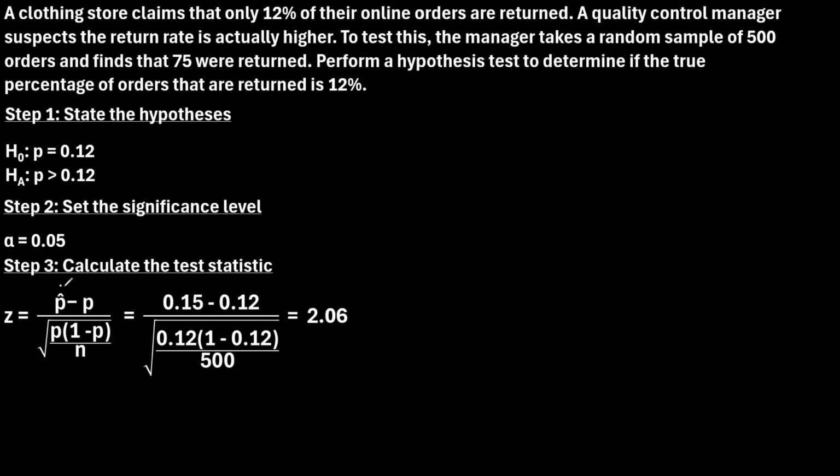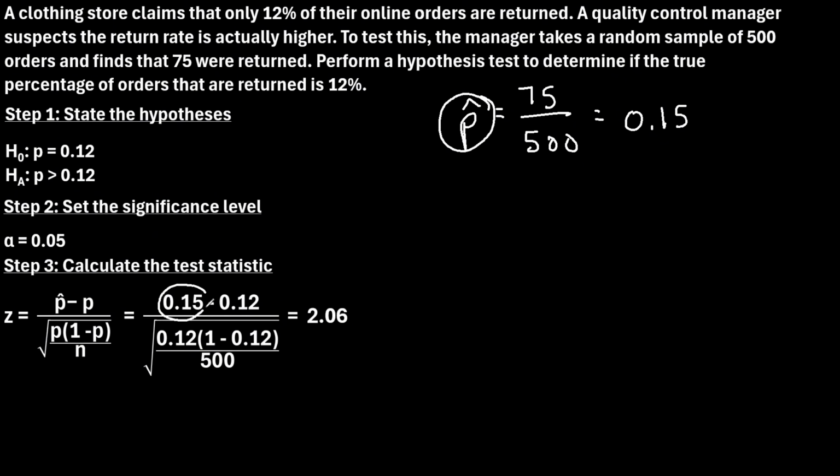Now in this example, the sample proportion, p hat, is calculated as the number of orders that were returned in our sample out of the total number of orders. So that's going to be 75 out of 500. And if you punch that into a calculator, that comes out to 0.15. So in other words, 15% of the orders from our sample were returned. So the value that we'll use for p hat in this formula is 0.15.